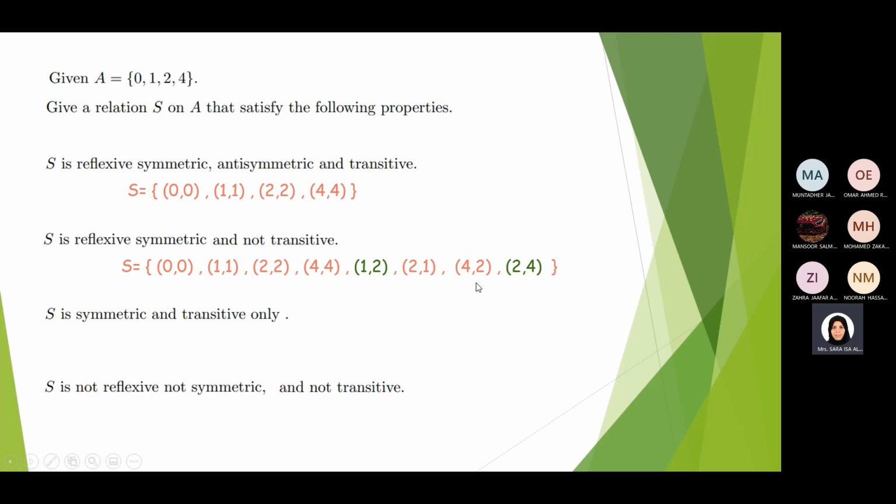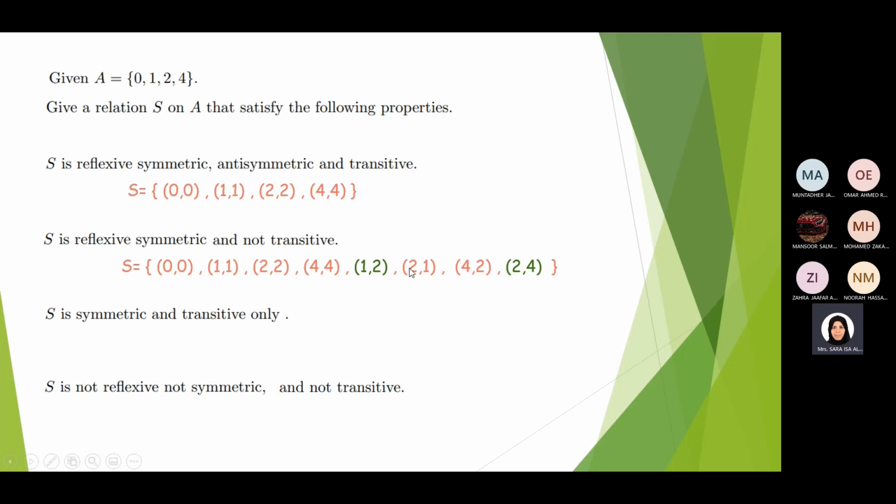To make it not transitive, I have to add extra pairs. But in this case, I have to remember whenever I add a pair, I should add its reverse, so to make it symmetric always. So in this case, the trick here, I will add 4 pairs. These two symmetric, these two symmetric, but 1 2, 2 4, the result should be 1 4, and 1 4 is not added here to make it not transitive, because they want it not transitive. Okay, so you have to add extra pairs to make it not transitive. Is that clear about this trick?